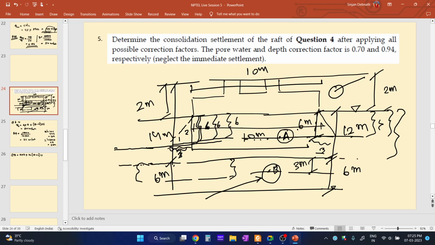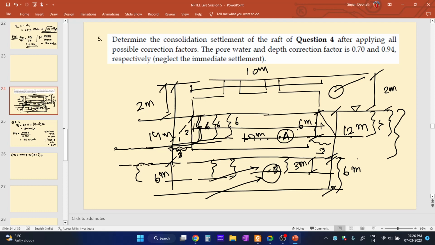B. So the depth of point B from the top of the surface is how much? Sorry, this whole thing is 6 meter. This is 3 meter. So it is 14 plus 3, 17 meter. So now what is this thickness? It is 3 meter. And what is the unit weight of this submerged portion?